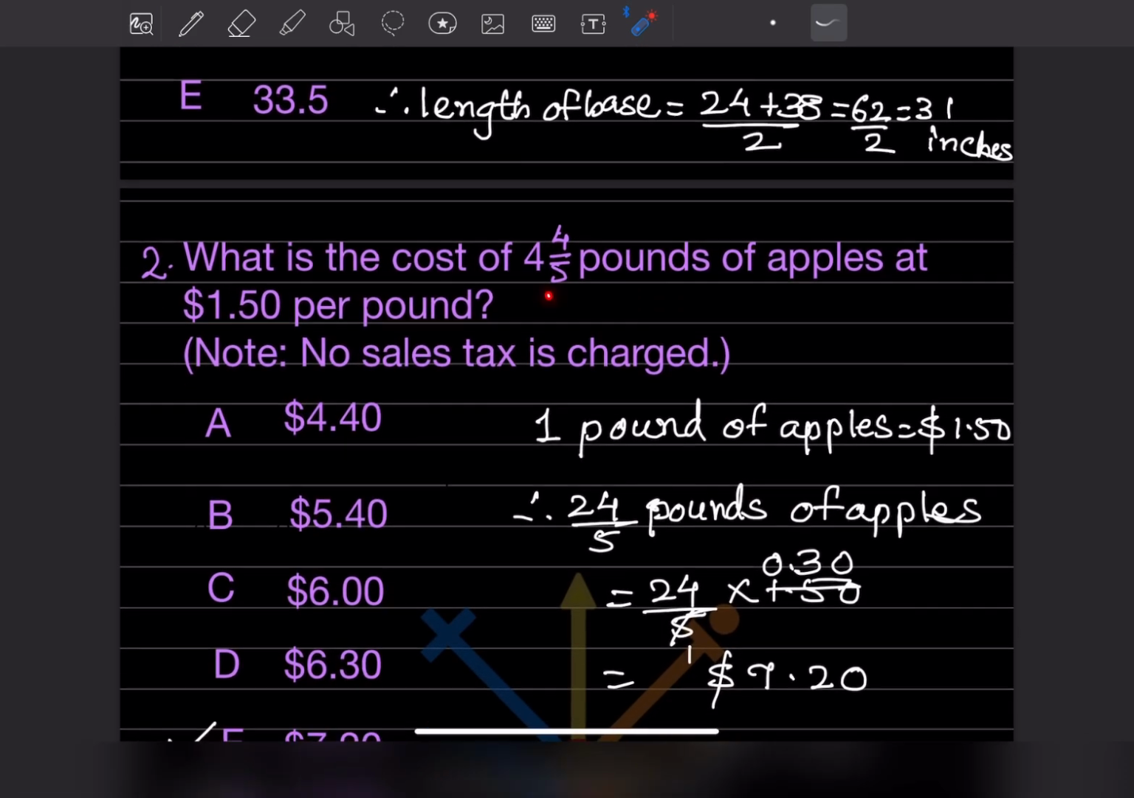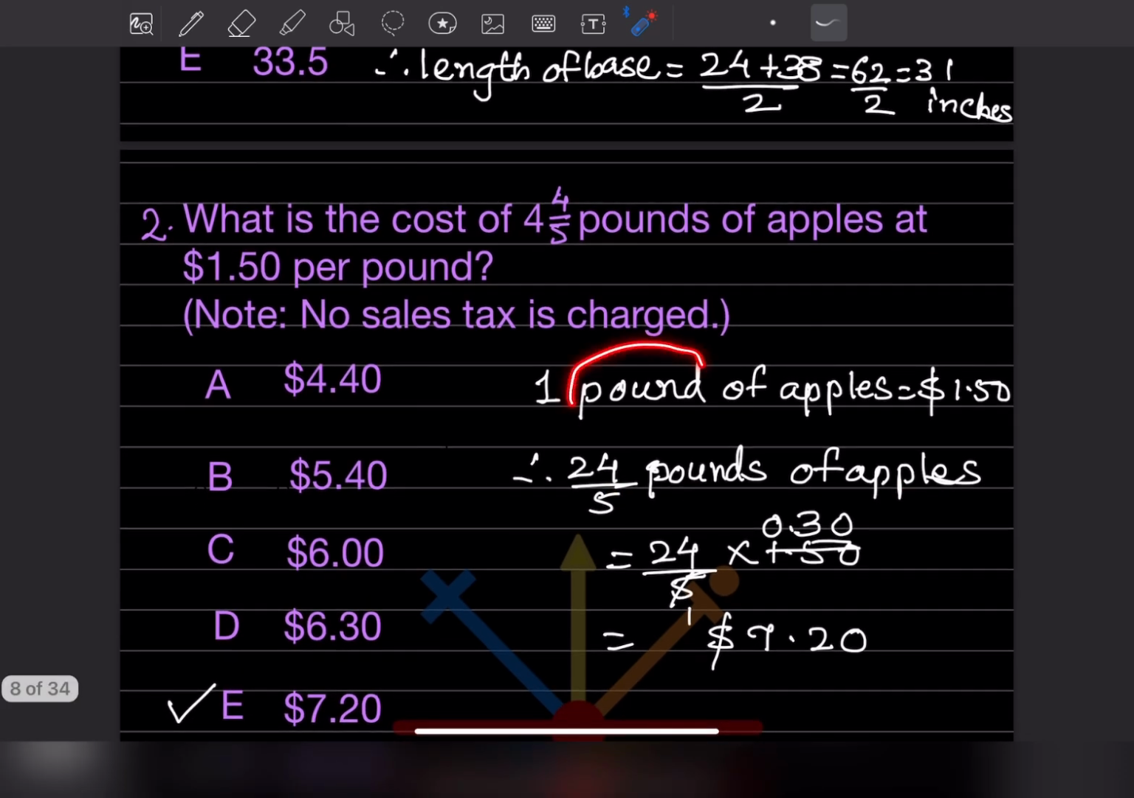What is the cost of 4 and 4/5 pounds of apples at $1.50 per pound? So 1 pound of apples is $1.50. Now this is a mixed fraction. 4 and 4/5 is going to be 5 times 4 is 20, plus 4, that is 24, so 24/5. So 24/5 pounds of apples is going to be how much?